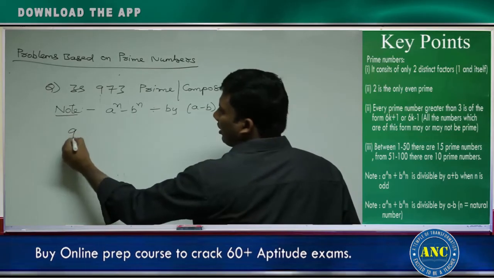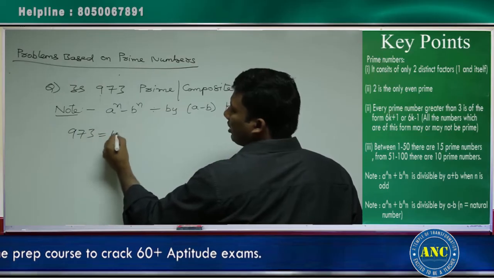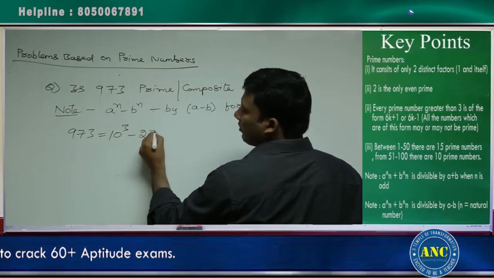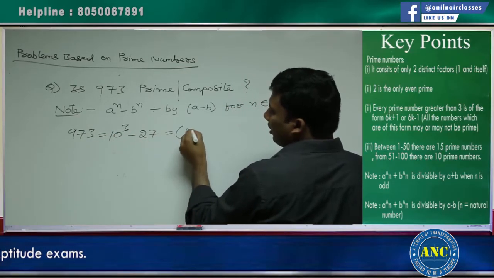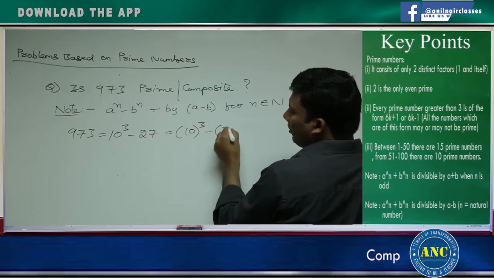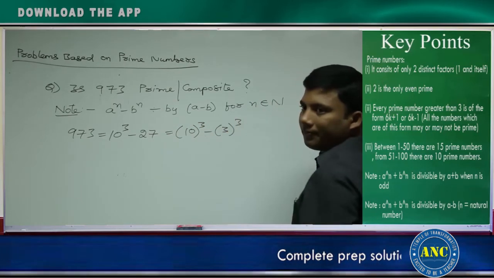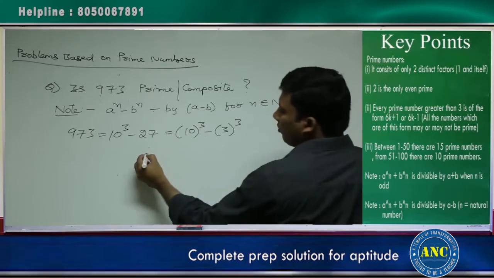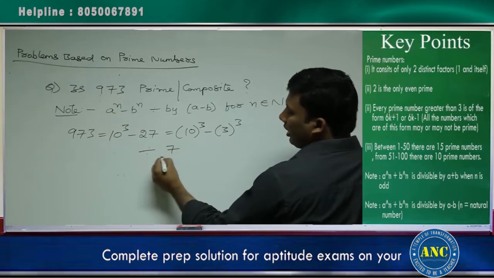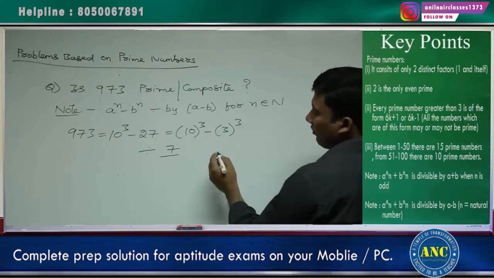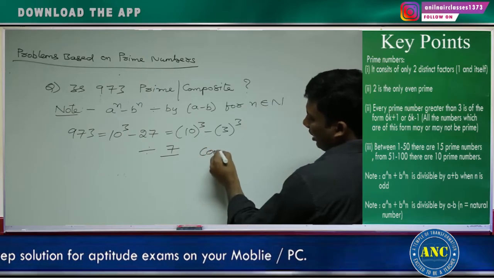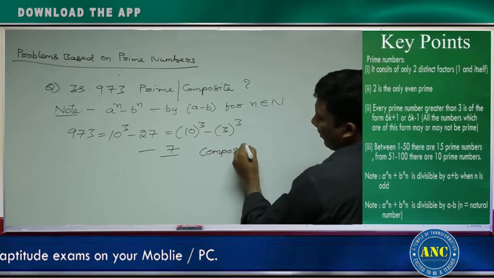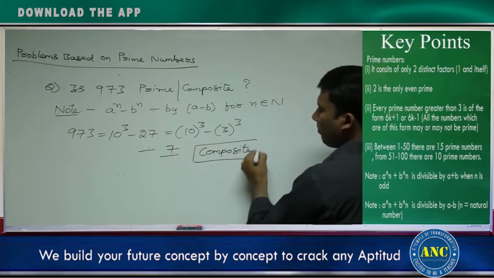Applying this, 973 can be written as 10 cube minus 27. 10 cube minus 27 is 10 whole cube minus 3 whole cube. a cube minus b cube is divisible by 10 minus 3, which is 7. So if a number is divisible by 7, it becomes a composite number.